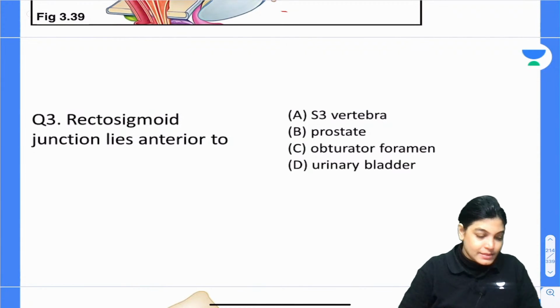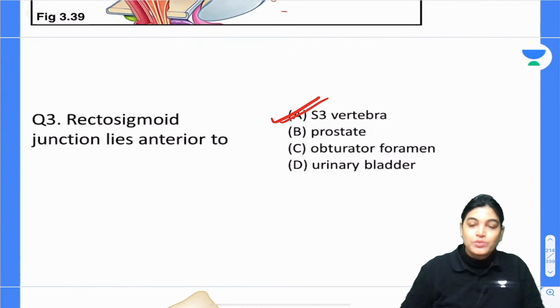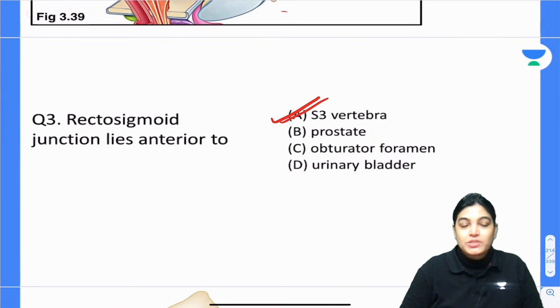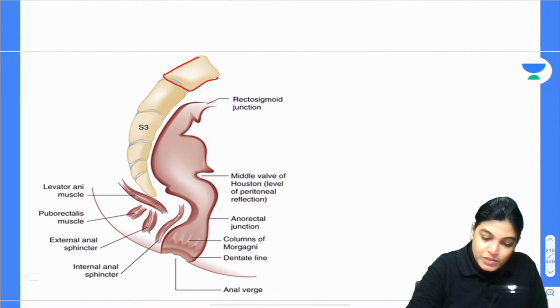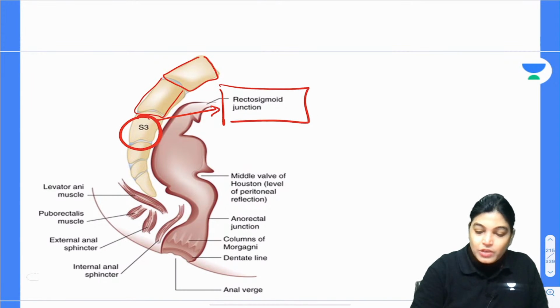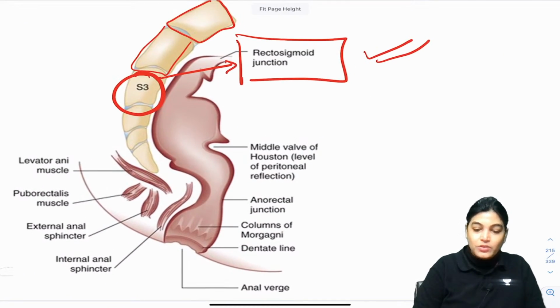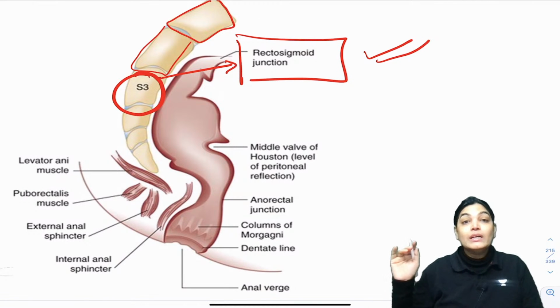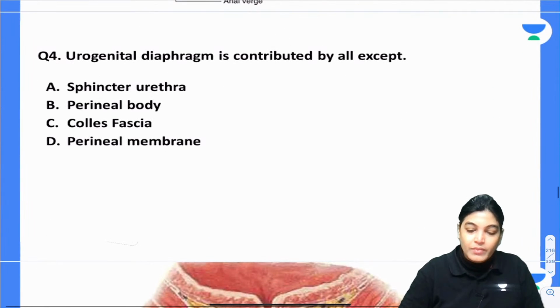Okay, the correct answer is S3 sacral vertebra. Recto-sigmoid junction is the junction of rectum and sigmoid colon. So see here, these are the sacral vertebrae which have been marked. This is the whole sacral curvature, and you can see that at the level of S3 sacral vertebra, we have the corresponding level of the recto-sigmoid junction. So the recto-sigmoid junction corresponds to the level of the third sacral vertebra. Yes, let's move on to the next.